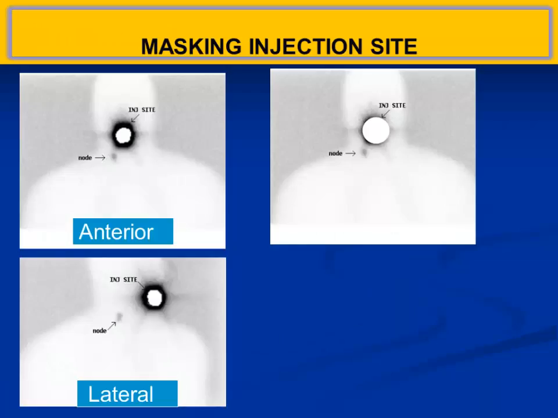This is another injection where you need to do masking. Masking is important. Without masking, you will miss a few nodes in this area. You have to mask it. Then again, the technologist should be trained in how much to mask, because sometimes they'll include the node very close to that region, so you may miss the node by that. Too small a mask or too big a mask will cause problems. So you have to be clear how much you want to mask.